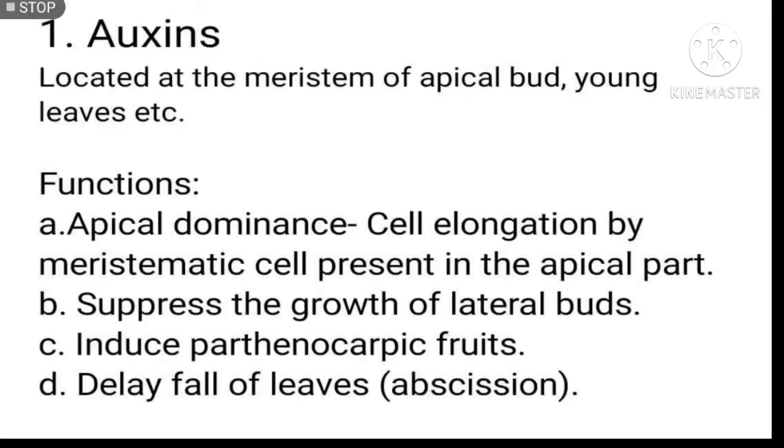In addition to apical dominance, auxin also induces parthenocarpic fruits. Parthenocarpic fruits means fruits developed without fertilization. We know fruits are generally developed by fertilization. That is, male and female gametes fuse together to form embryo. Then it also helps delay of leaf fall, that is abscission.